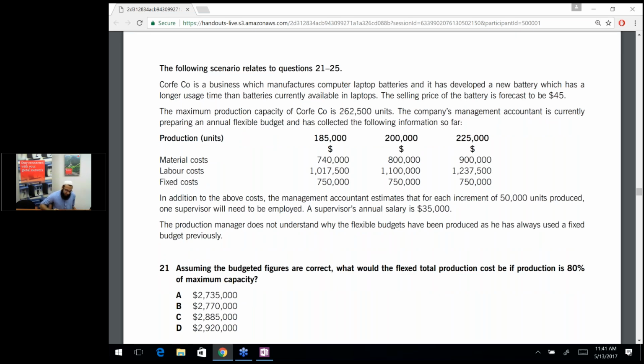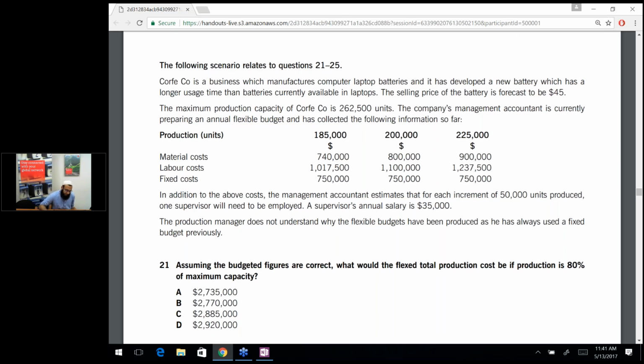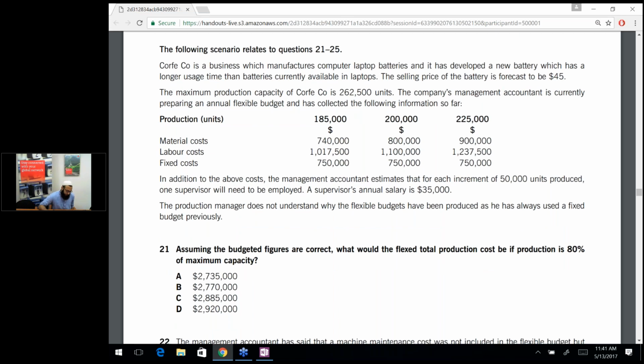Now, this is a scenario-based 5 MCQ case. Coffee is a business which manufactures computer laptop batteries and has developed a new battery which has longer use time than batteries available. The selling price of the battery is forecast to be 45. The maximum production capacity is 262,500. The management accountant is currently preparing an annual flexible budget and has collected the following information so far.